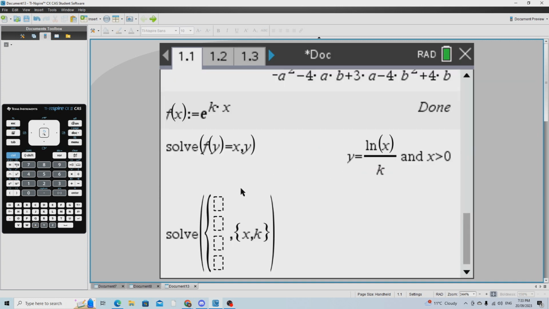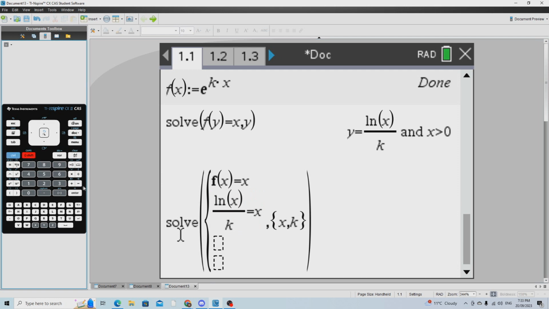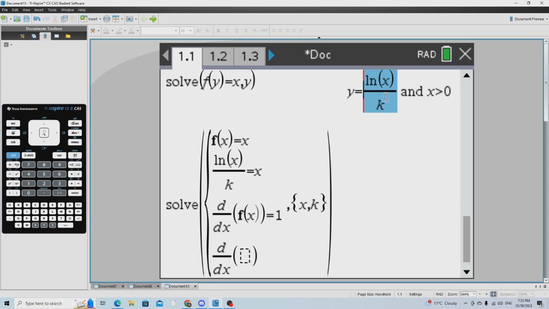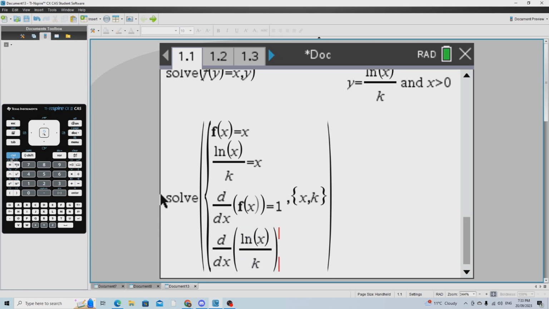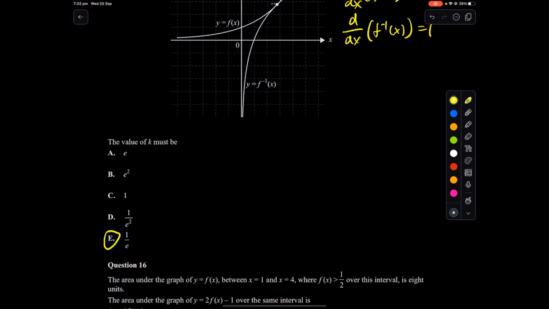So we're saying f of x equals x. This over here, the inverse, equals x. The derivative of f of x must equal 1. And we know that the derivative of this over here, the inverse, must also equal 1. Enter, and we get k equals 1 over e. So, E is your answer.